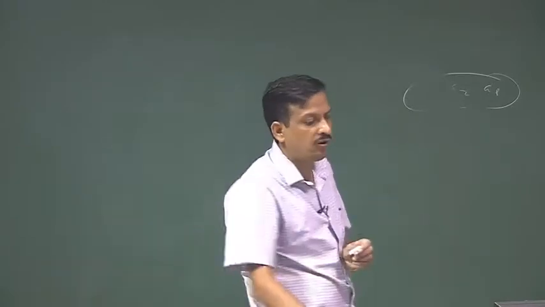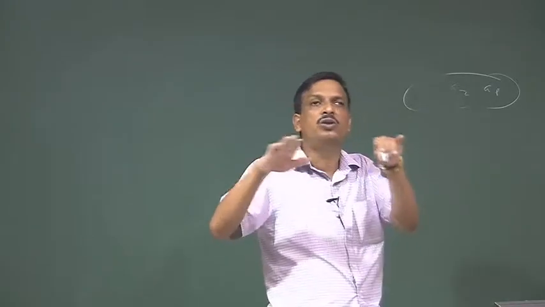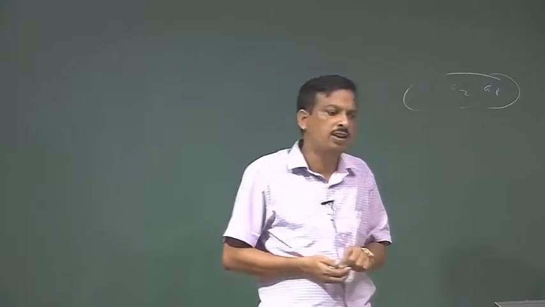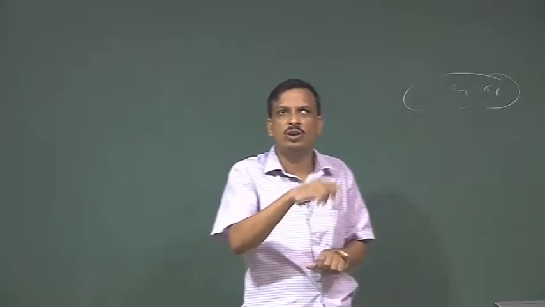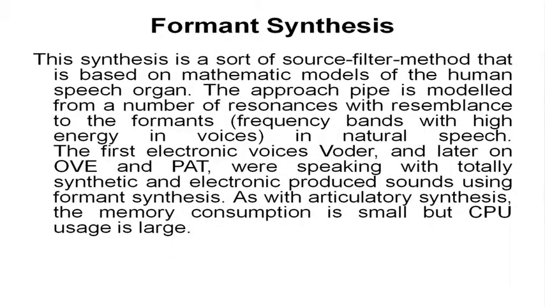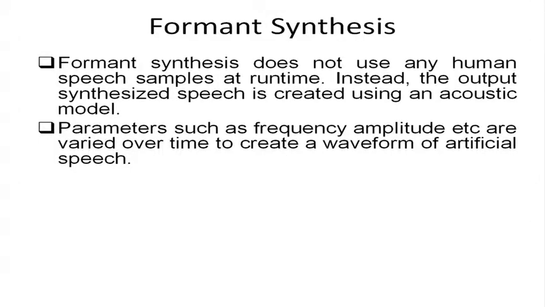There are two types: one is called HTS, one is parametric, another is non-parametric. Only the choice of the segments is detected by the HMM model. So, that is HMM-based speech synthesis, which is also used in concatenative synthesis. Okay. Now I am not discussing this, already discussed. Formant synthesis does not use any human speech sample at runtime; instead, the synthesized speech is created using an acoustic model. Parameters such as frequency, amplitude, etc., are varied over time to create a waveform of artificial speech.